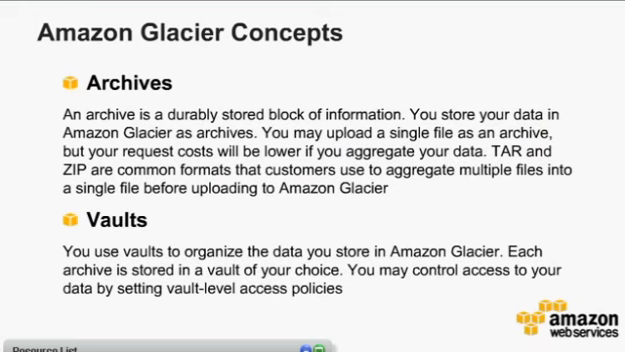Archives and vaults are the two key concepts of Glacier. If any of you are S3 customers, you can think of them as very similar to objects in S3 as well as buckets in S3. An archive is just a durably stored block of information. It can be a single file, it can be a picture, it can be a collection of log files from your web service that you have zipped together. It can also be compressed files or encrypted files. Anything goes. It's just a logical container of bytes.